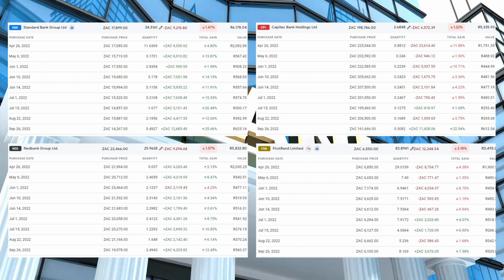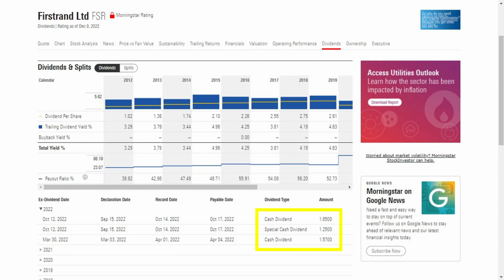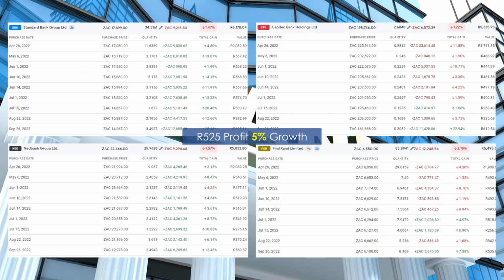So that means overall we have made a 525 Rand profit on the share prices for 2.35% growth. But that's not all, because these banks paid out dividends and special dividends this year, which doubled the return to about 5% total this year in a downwards market. Another example of dollar cost averaging and picking the right companies for the right time, which has brought us some profits so far.